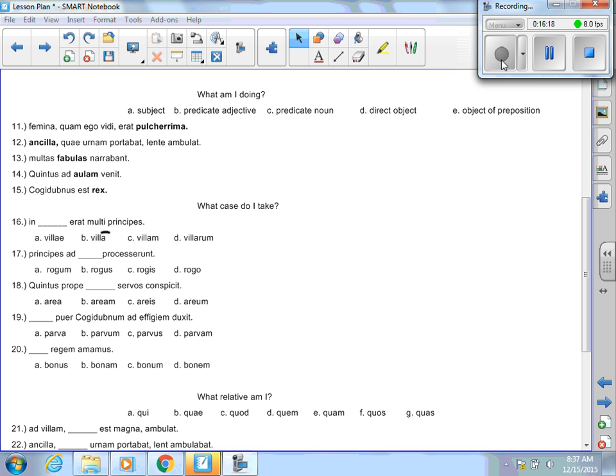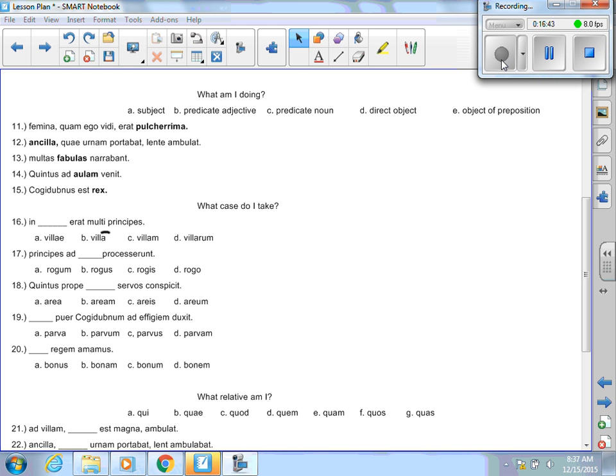Ad takes the accusative. I look at rogum. It's the only accusative available. I don't even have to read the sentence. The princes proceeded to the funeral pyre. So A, rogum. It's the only accusative form. Prope also takes the accusative, so I can scratch out the rest. The only one I have left is aream. It's the only accusative. Area is gone, areis is gone, and areae is also gone.